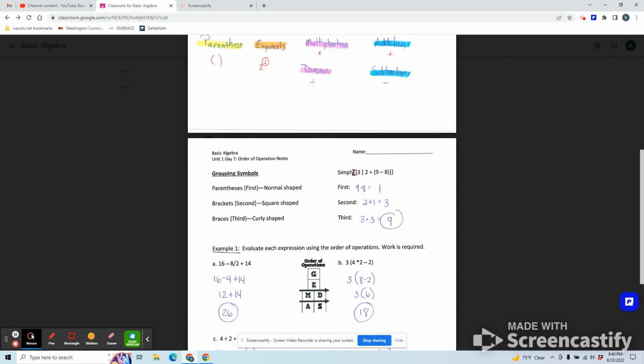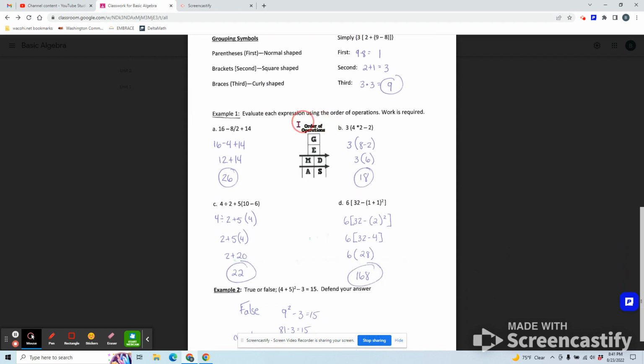So here's our example. I have these curly shaped things, so my braces. And then I have a bracket and parentheses. I always start with the innermost one. So 9 minus 8 first gives me 1. Then I have 2 plus, this is now gone, this now became a 1. So 2 plus 1 gave me 3. So now what's left is this 3 by the brace. I do 3 times 3, which gives me 9.